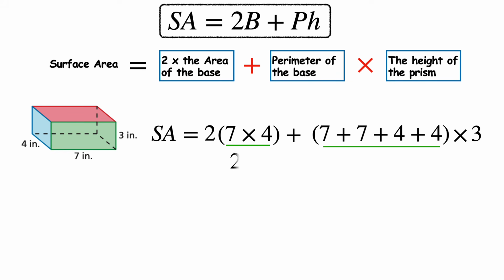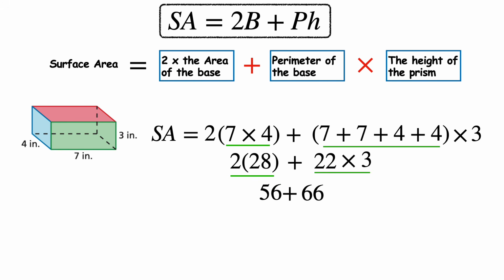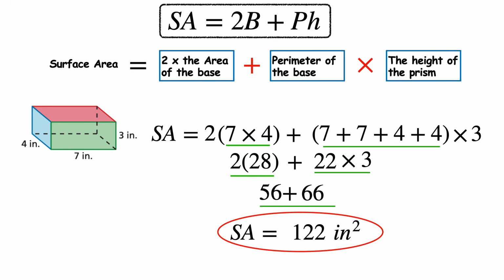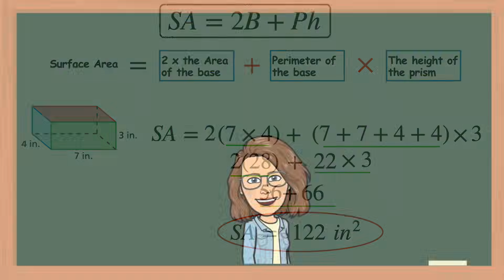7 times 4 is 28, and I'll bring down the 2. And 7 plus 7 plus 4 plus 4 is 22, and I'll bring down the times 3. Next I'll multiply 2 and 28 and 22 times 3. Then I just need to add 56 and 66 to get a surface area of 122 inches squared.